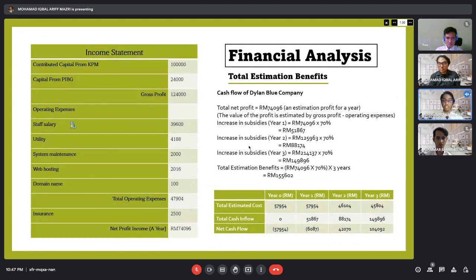From that, we estimated the prices that we have to pay for each year, and then we use the subsidies that we receive in each year to calculate the net cash flow.